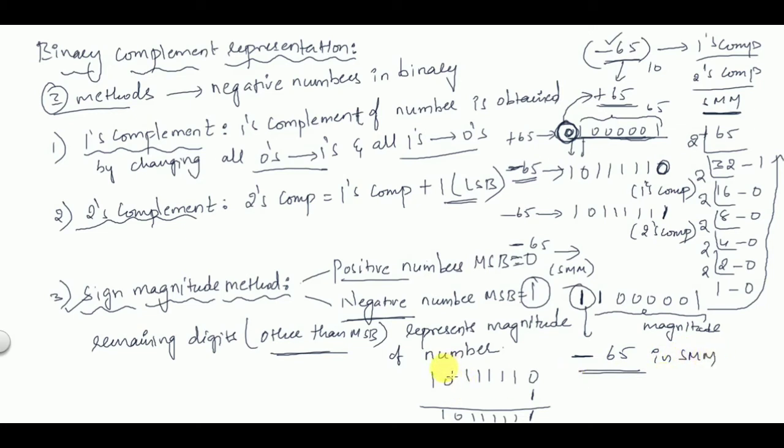Okay, so this is how we can find the ones complement, twos complement, and sign magnitude method representation of a given decimal number. First of all, that decimal number has to be taken as positive and converted into the corresponding binary, and from that you can represent the ones complement, twos complement, and SMM method.